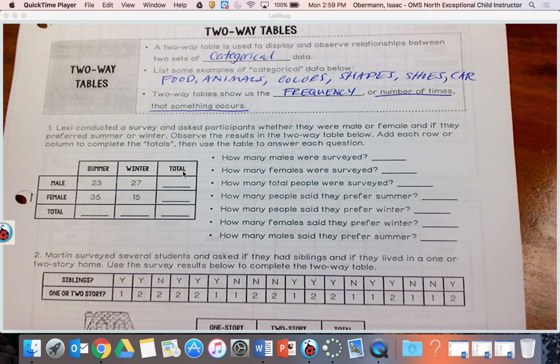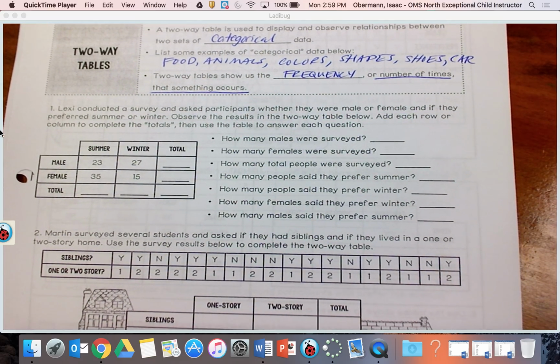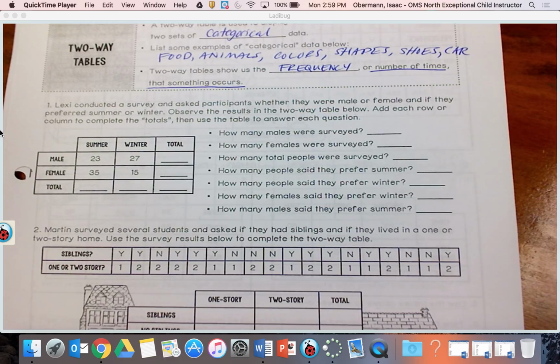So if I asked you a question about the frequency of a certain event occurring, we could use a two-way table and recognize whether that's a good category or not a true category in this case. But that's enough talk about what a two-way table does, telling us how many times things occur and putting them in categories. Let's actually take a look at one.